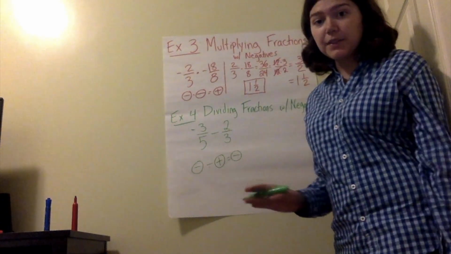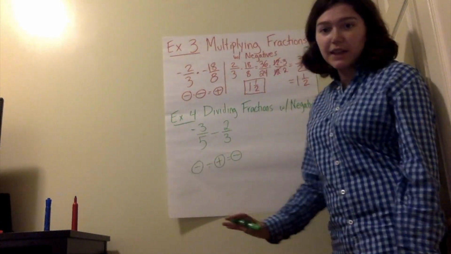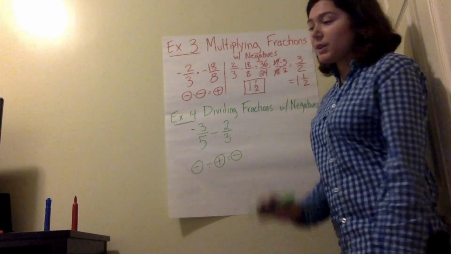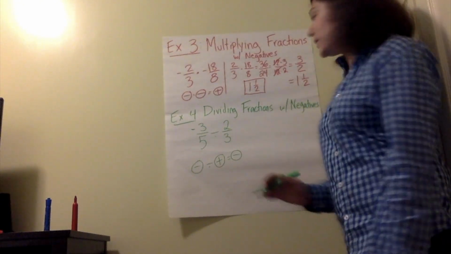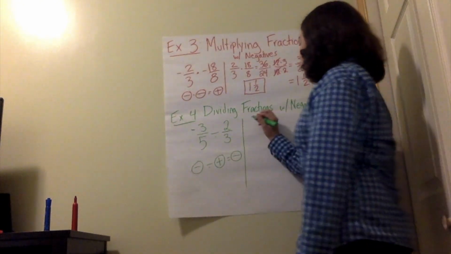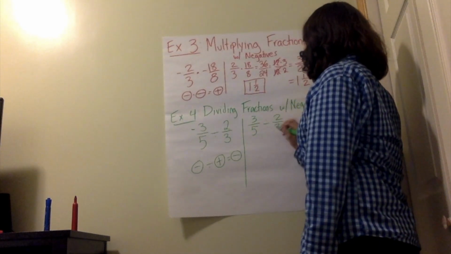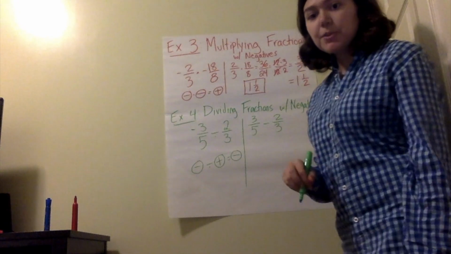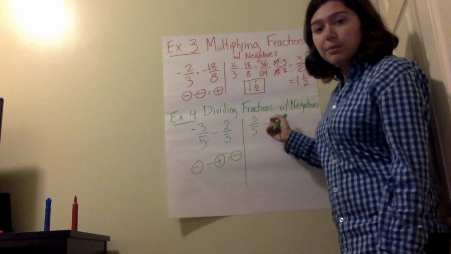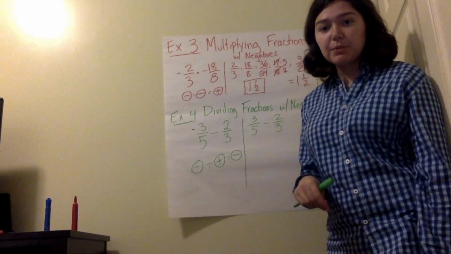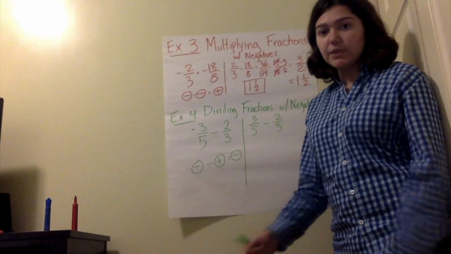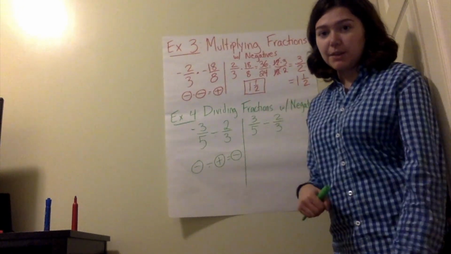So we cannot worry about the sign anymore, because we know whatever we get, our answer has to be negative. So we can just focus on the positive versions of the numbers. So we're going to have 3/5 divided by 2/3. Remember the rule that when we're dividing by a number, that's the same as multiplying by the number's reciprocal, which is when you flip the numerator and the denominator.